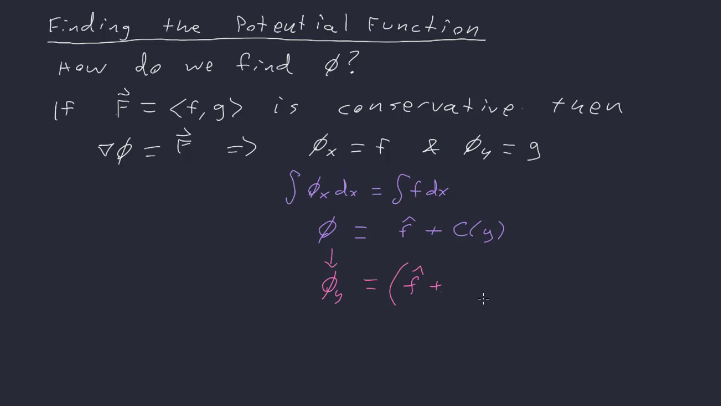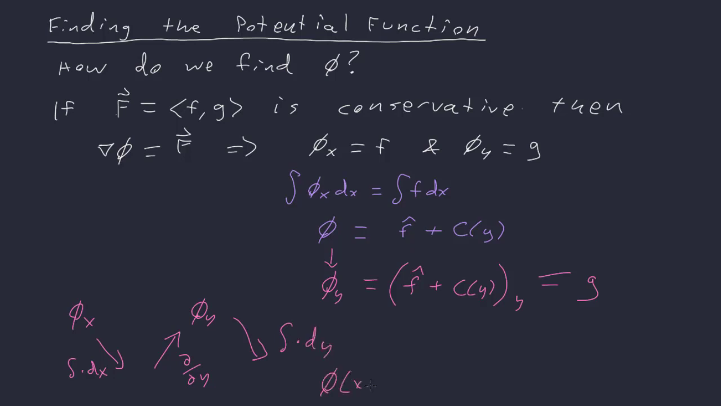because whatever this is differentiated with respect to y is going to equal g, and then we can integrate again. Okay, so this is sort of the idea. We go from f sub x, use integration, then use the opposite differentiation to get back to the other one, and then we're going to use another integral to solve for the final phi sub xy. Okay?